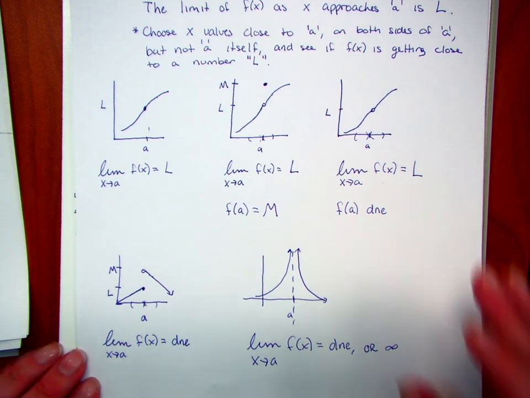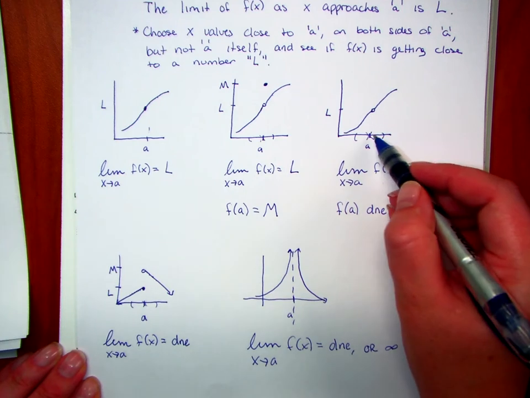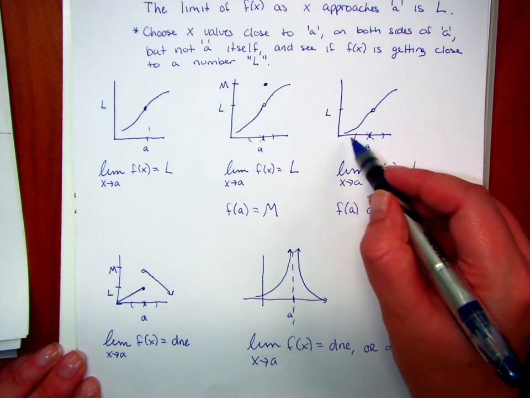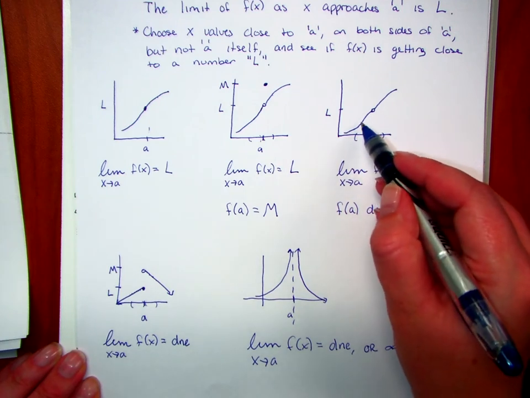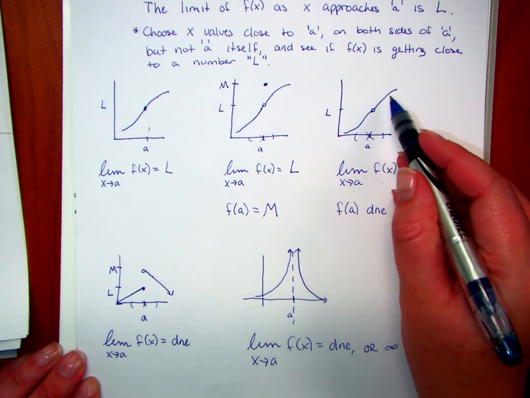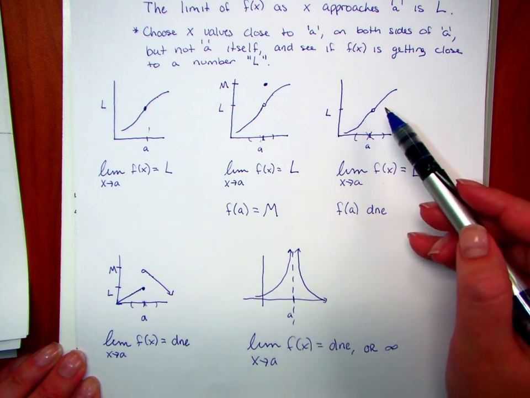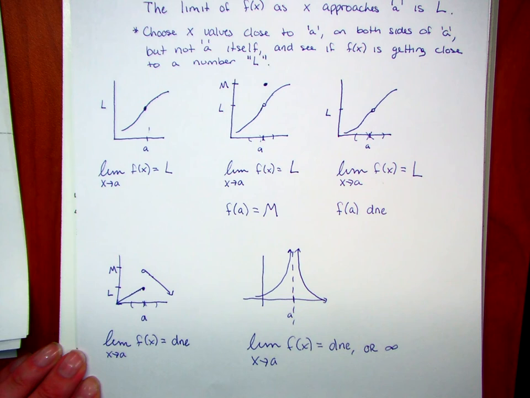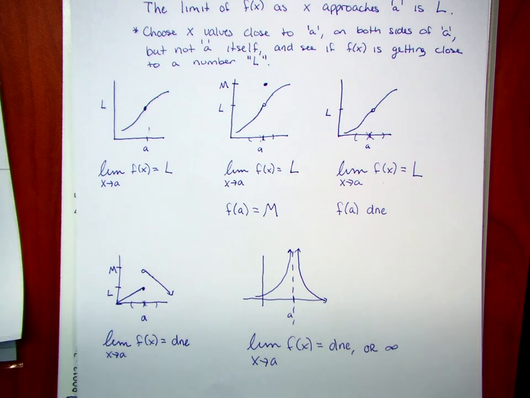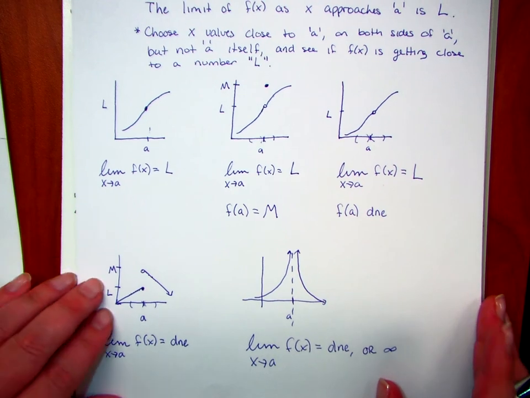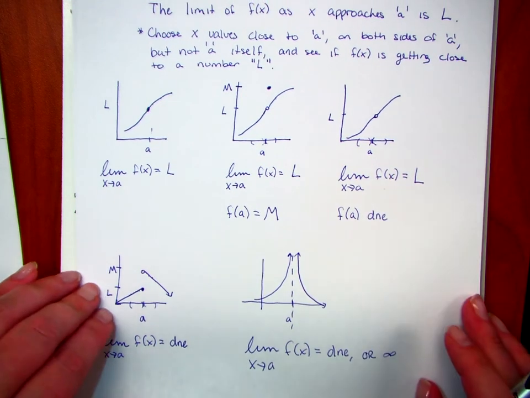So graphically, this is what we're going to do. We're going to pick x values on an interval greater than a and less than a and see if those function values are approaching the same number. Remember, they have to approach the same number on the right-hand side and the left-hand side. Using a table, I like to use the calculator quite a bit. So I'm going to show you how to use a table to evaluate a limit.